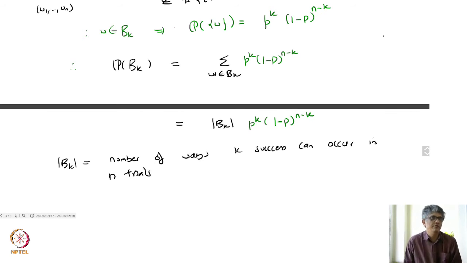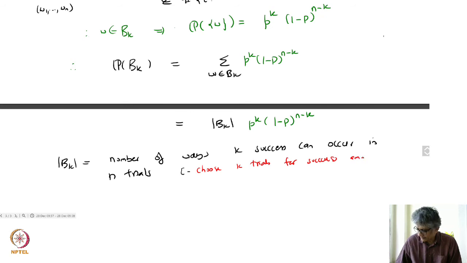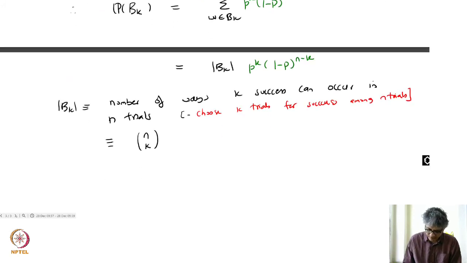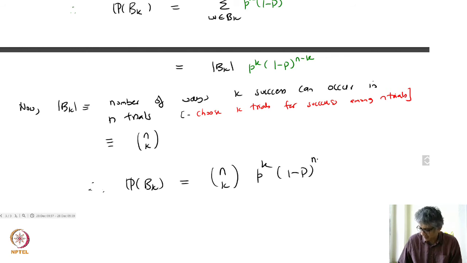But this is well known, right? All you have to do is choose the spots for the k successes, and everybody else is a failure. So it's the same thing as saying you choose k trials for success among n trials. But that you know from 12th class or earlier, that is the same as n choose k. Therefore, the probability of B_k, which is your quantity of interest, is just going to be n choose k, p power k, and 1 minus p to the power n minus k. So that's your answer. And this is true for any k between 0 and n.